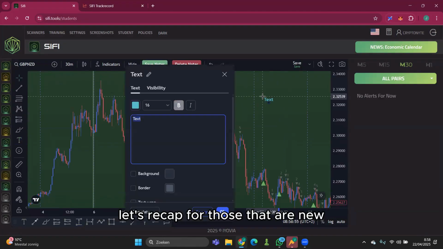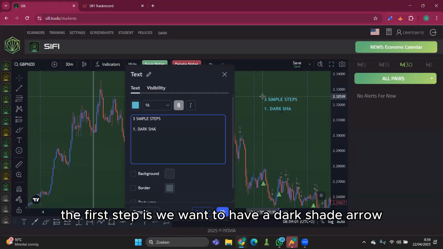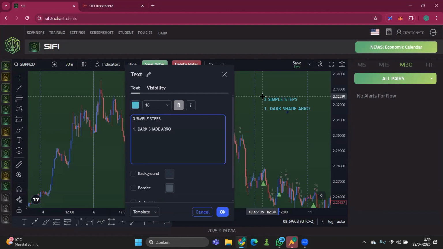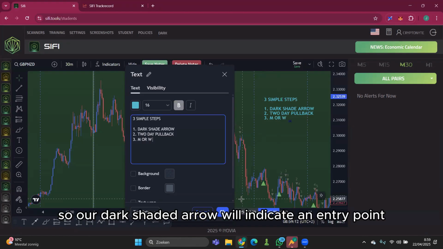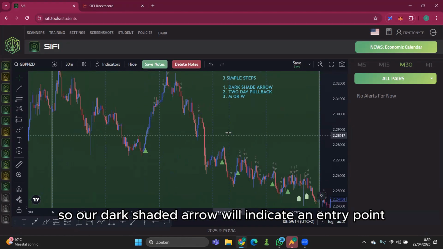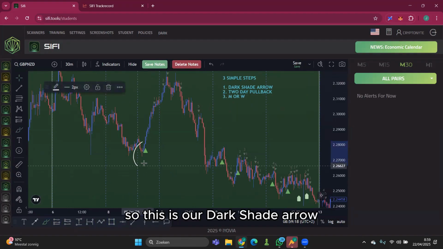Let's recap for those that are new. We have 3 simple steps. The first step is we want to have a dark shade arrow. The second step is a 2-day pullback. And the third step is an M or a W pattern. So our dark shade arrow will indicate an entry point. So this is our dark shade arrow.